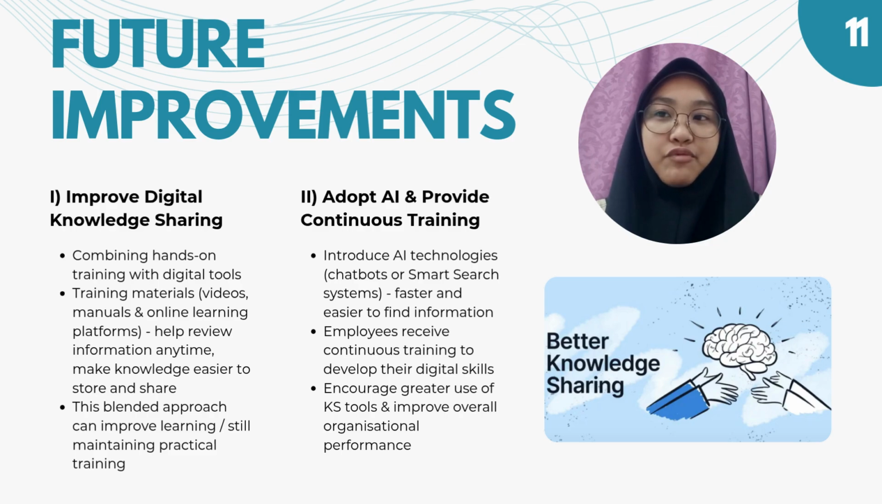The second one is to adopt AI and provide continuous training. The company can also introduce AI technologies such as chatbots or smart search systems to make it faster and easier for employees to find information. However, employees should also receive continuous training to develop their digital skills and adapt to new technologies. This will encourage greater use of knowledge sharing tools and improve overall organizational performance.